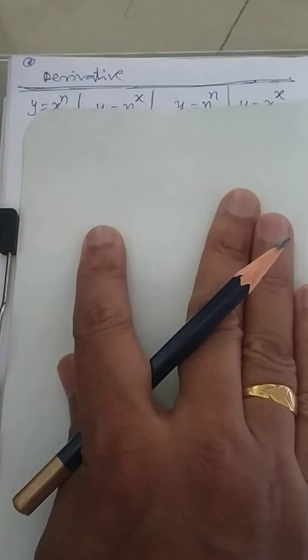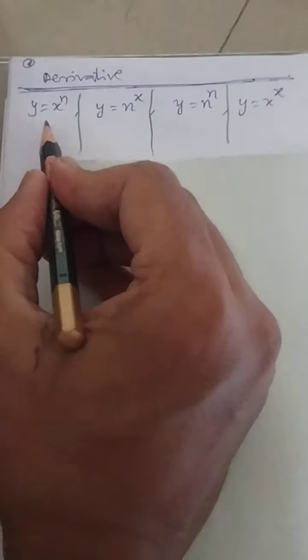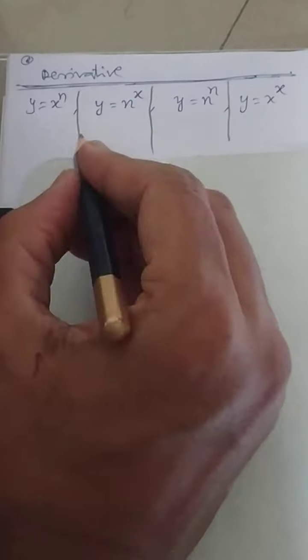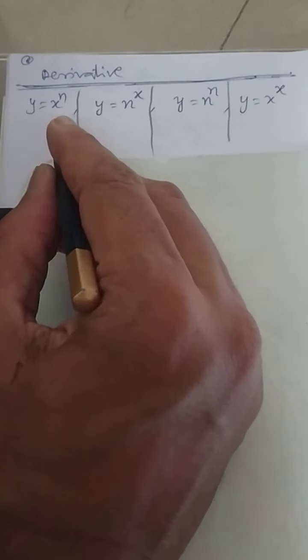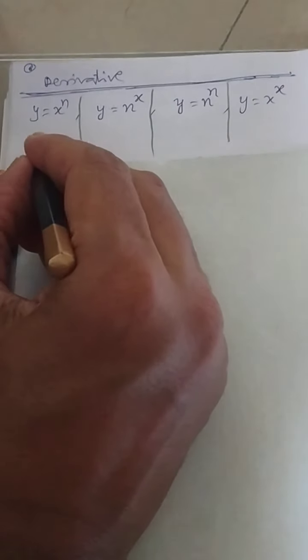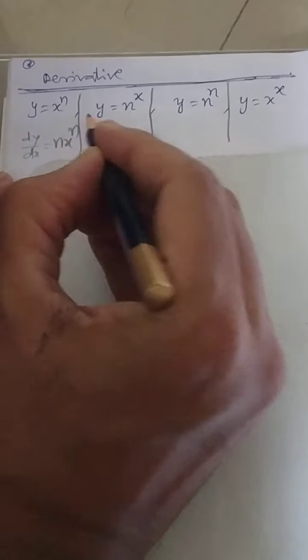At the end of today's discussion, you will learn one more method of finding the derivative of the given function. Look at the first four questions, which are a combination of x and n. I think you know the derivative of this type of question. Try to find out. I am going to explain how you will get the answer for these questions.